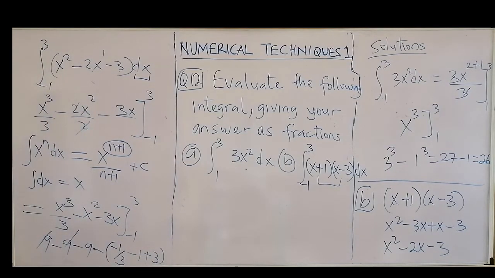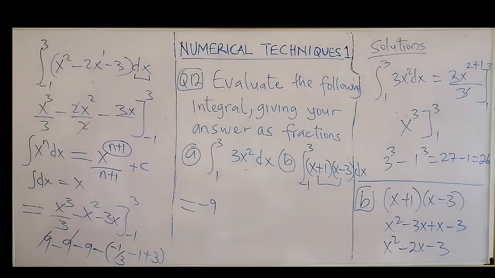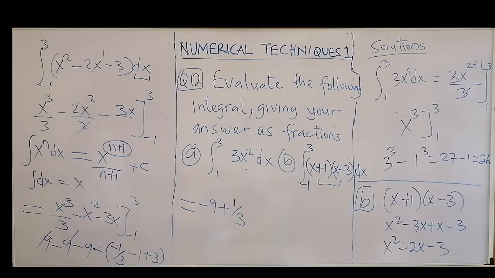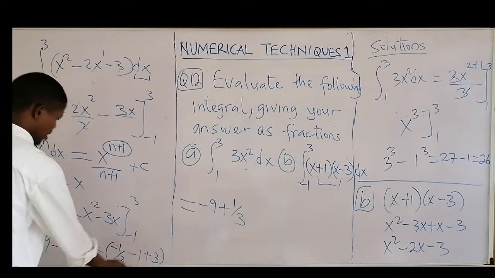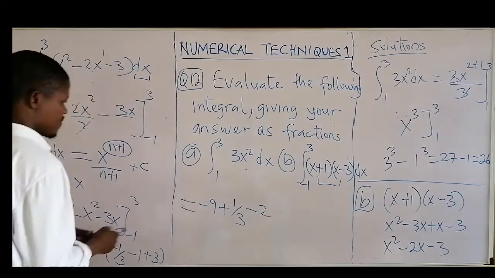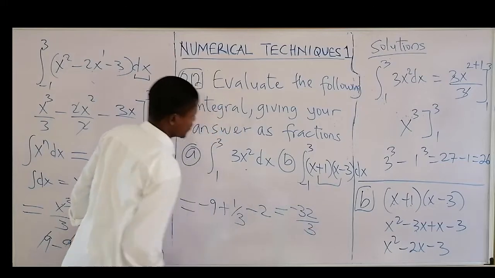Okay, so I have now minus 9, open this bracket, minus minus, that's a plus 1 over 3. Okay, and then minus 1 plus 3 is minus 2. So here will be minus 32 over 3.